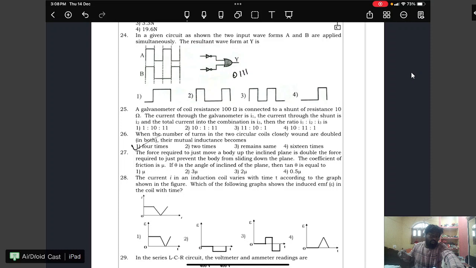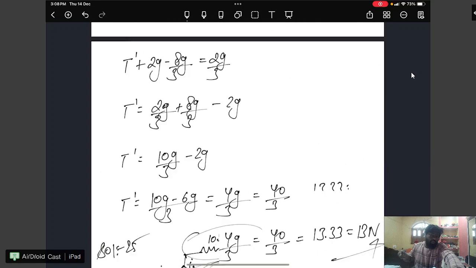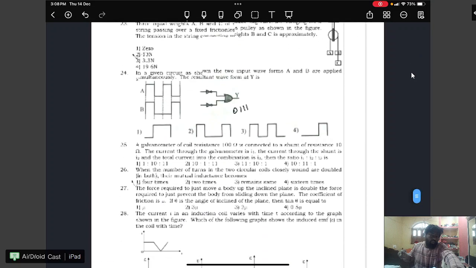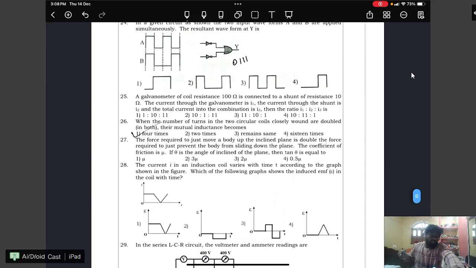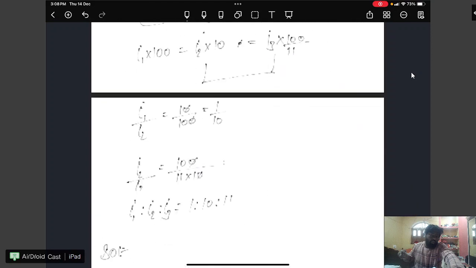Now, the force required to just move a body up the inclined plane is double the force required to just prevent the body from sliding. Then the coefficient of friction is mu. Just move the body up the inclined plane. We'll see question number 27.